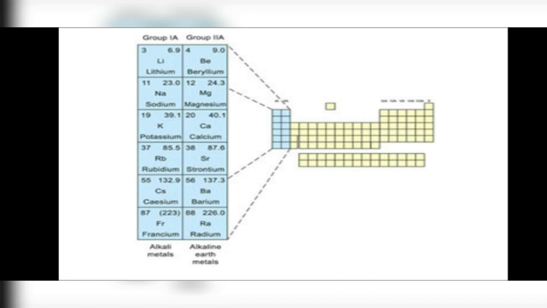Except beryllium, the others are known as alkaline earth metals. Beryllium is not called an alkaline earth metal because its properties differ from the rest of the members of that group, and it shows a diagonal relationship to aluminum, which we have already discussed. Now we'll discuss some of the properties of the alkaline earth metals.